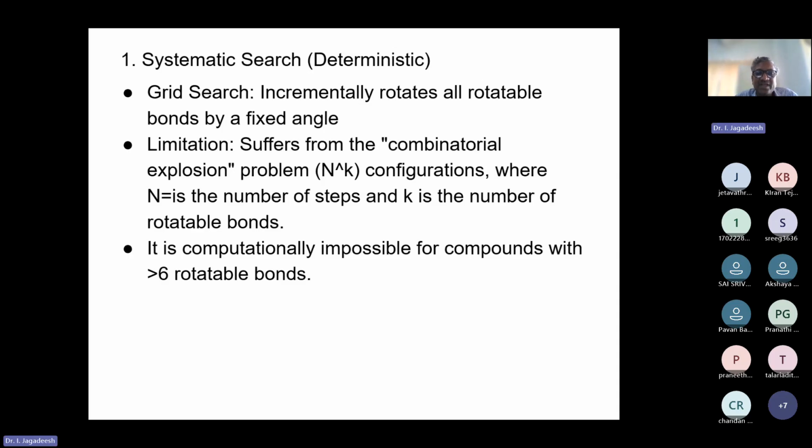It is computationally impossible for compounds with greater than 6 rotatable bonds, because when the rotatable bonds in the moiety are very high and you are going to determine all the angles, it takes a very long time, and it is very complex also. That is the major limitation.